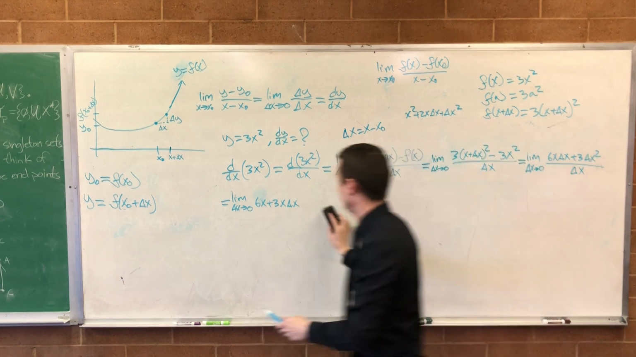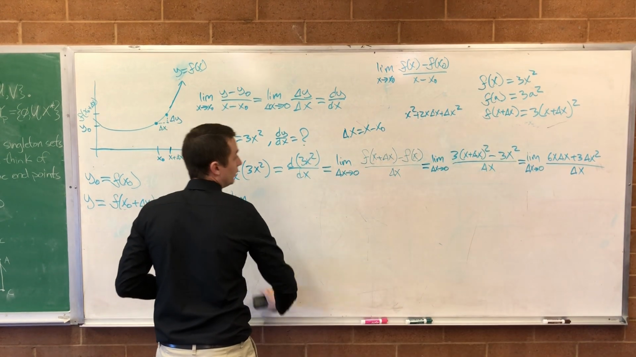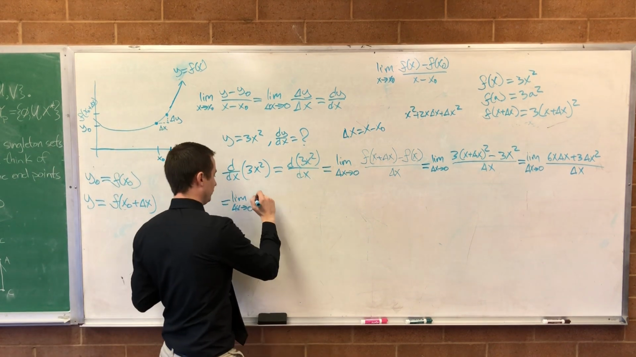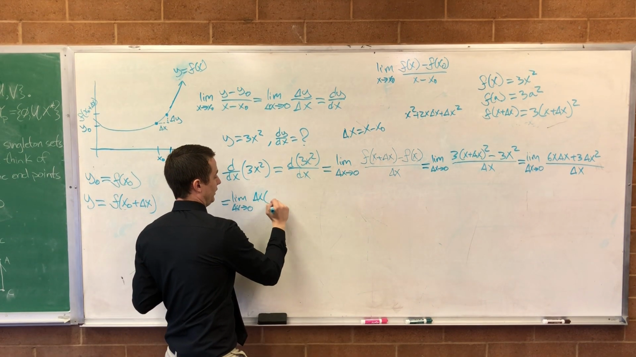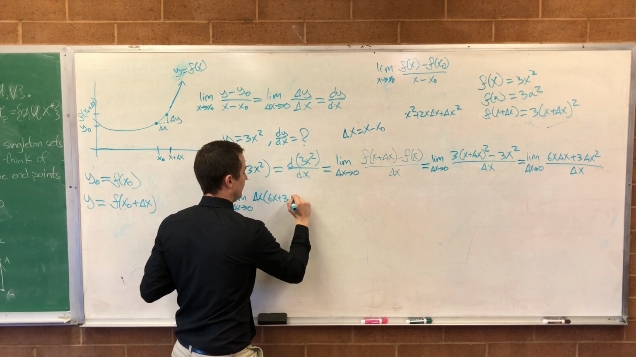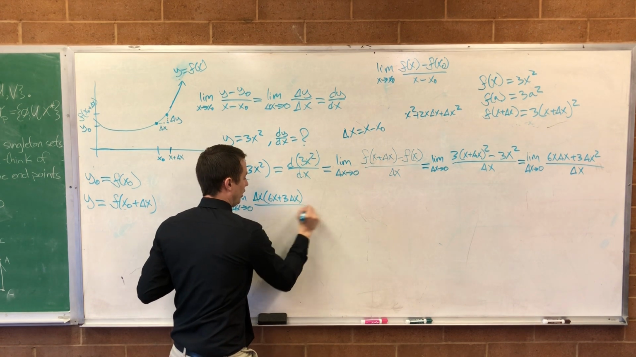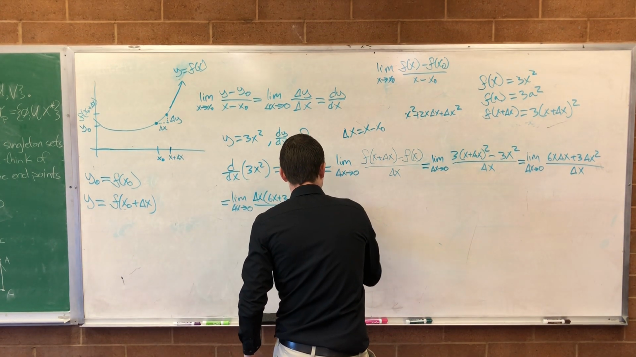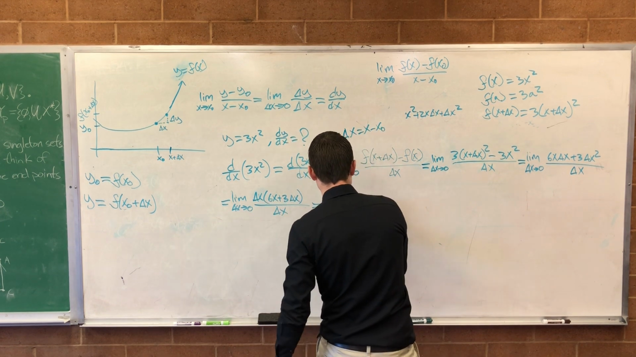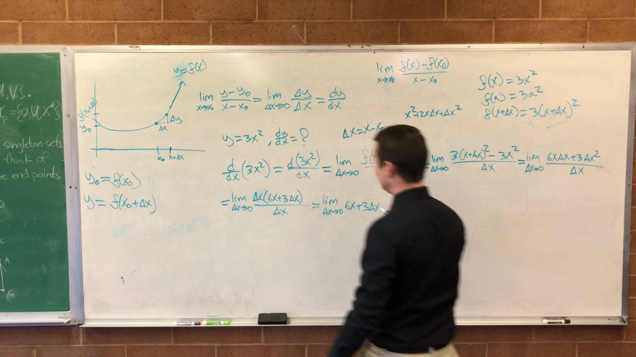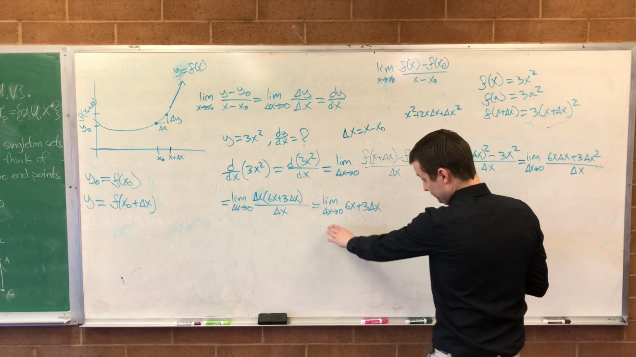Okay, let me write this one more way. I'm going to factor out a delta x from the numerator. Let's say it that way first. Okay, that makes more sense. So delta x times 6x plus 3 delta x, all over delta x. Now they cancel out, and so we get the limit as delta x approaches 0 of 6x plus 3 delta x. Okay, now we can take our limit.